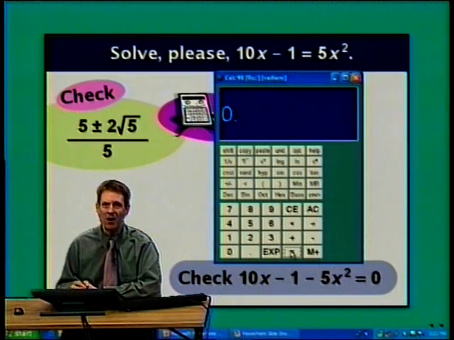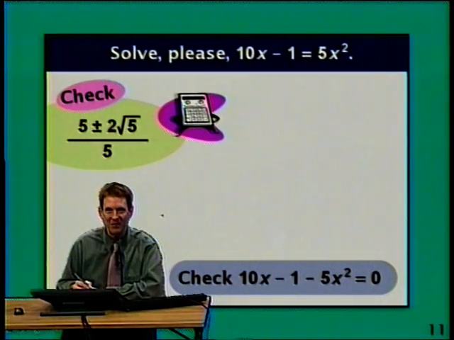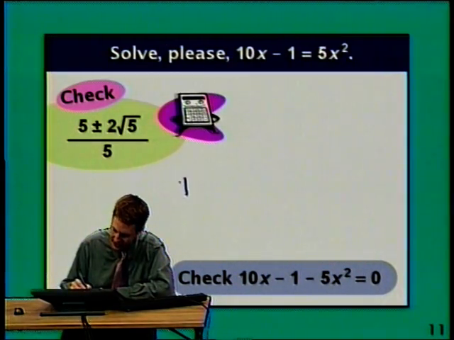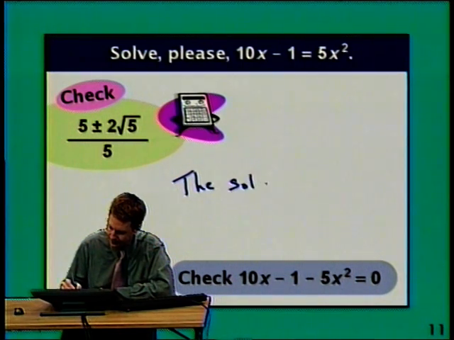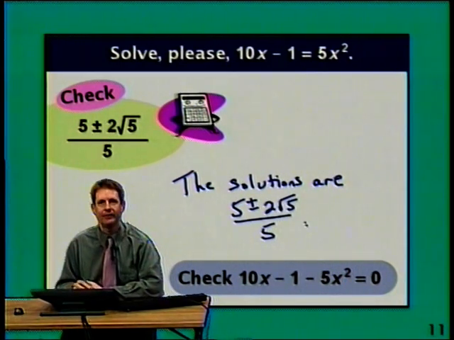Check-a-roo. Remember, you need to check 5 minus 2 square roots of 5 over 5 as well. After you've done your check, go ahead and write your conclusion. And the conclusion is that the solutions are 5 plus or minus 2 square roots of 5 all over 5.